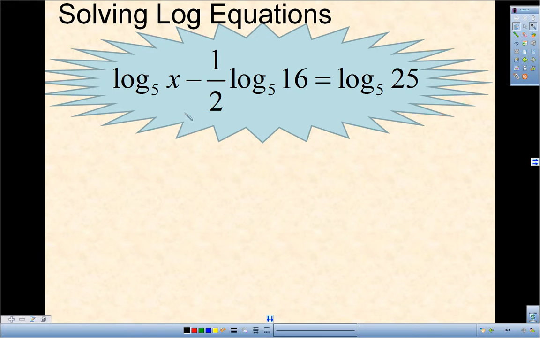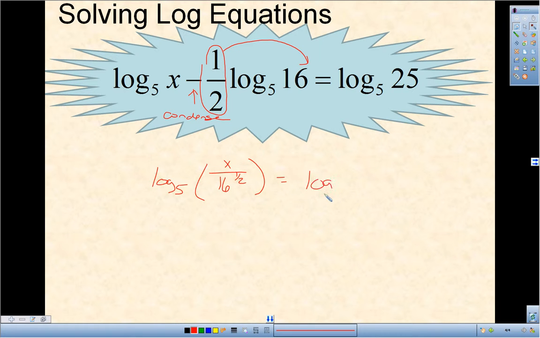So what I'm going to do first is condense this part of my equation. Notice that this is subtraction, so I'm going to condense that and write it as division, and also this 1/2 is the coefficient, so by properties of logarithms, I'm just going to move that back to the exponent. So what I'm going to have here is log base 5 of x divided by 16 to the 1/2 power equals log base 5 of 25.